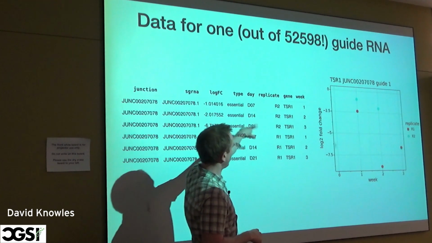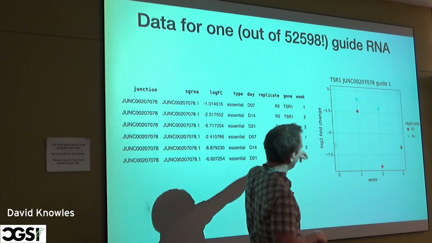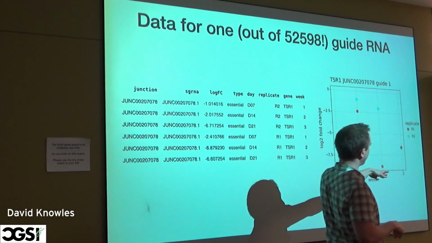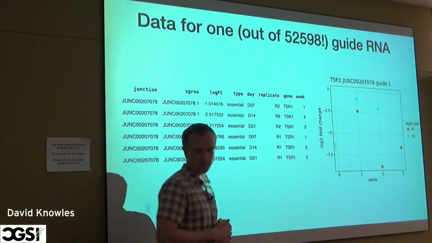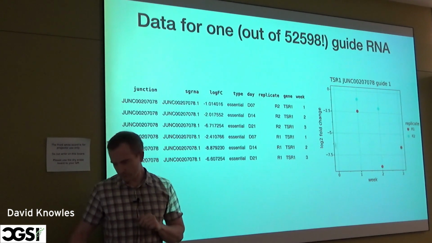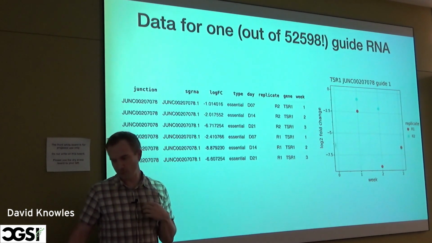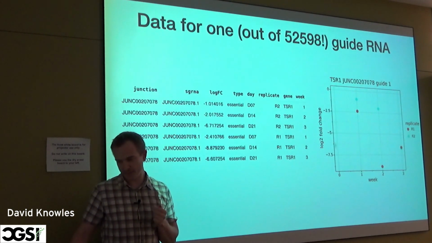You can see here that R1 and R2, we have 2 replicates. So we have these multiple time points, multiple replicates, and this is just for one guide, and we'll have this data for all of the guides. So how could we model this data?